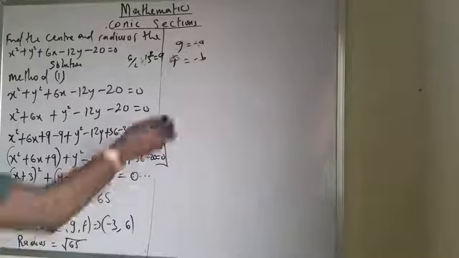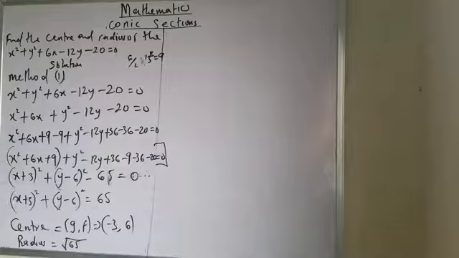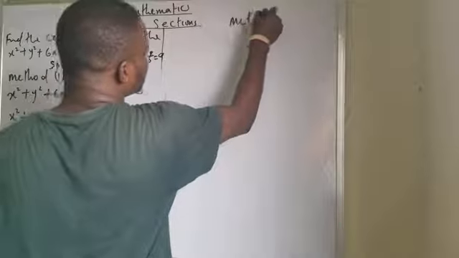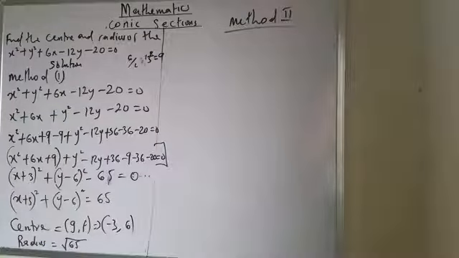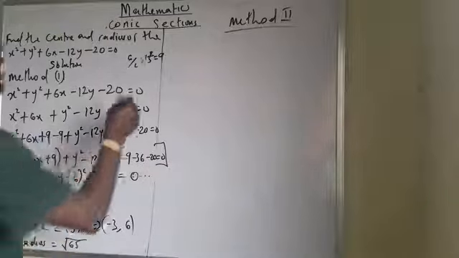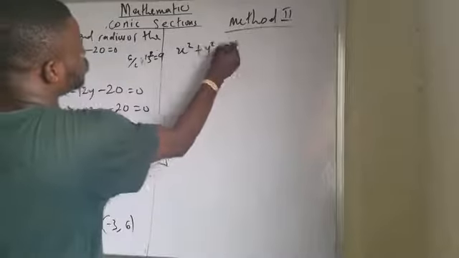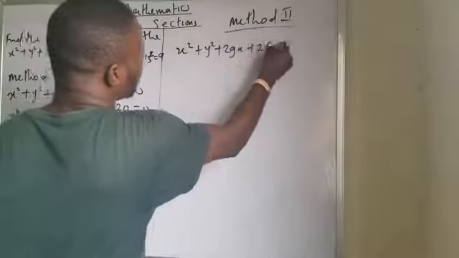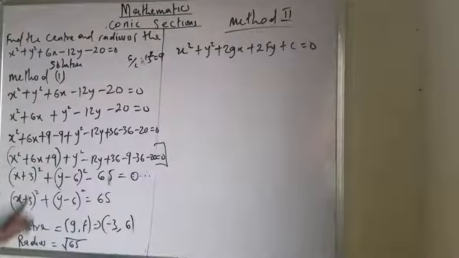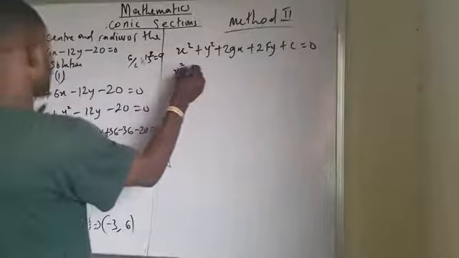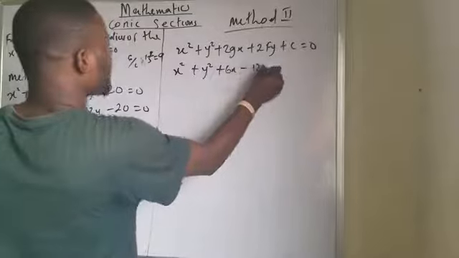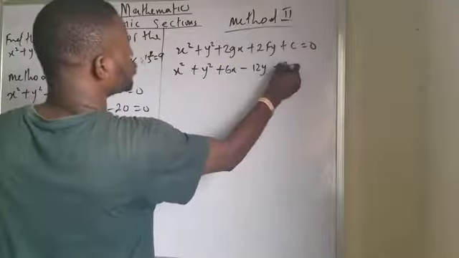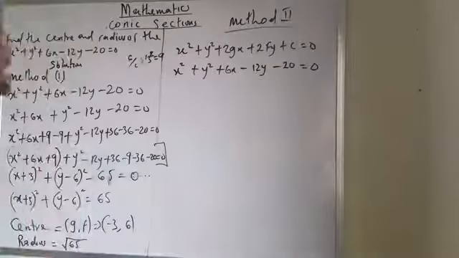Now, that is method 1. Method 2 is also very, very simple. How do I go for method 2? I want to compare the coefficients at this point. Don't forget that I'm having x squared plus y squared plus 2gx plus 2fy plus c equals 0. And I'm referring to this equation, x squared plus y squared plus 6x minus 12y plus 20 equals 0. That is my method 2.